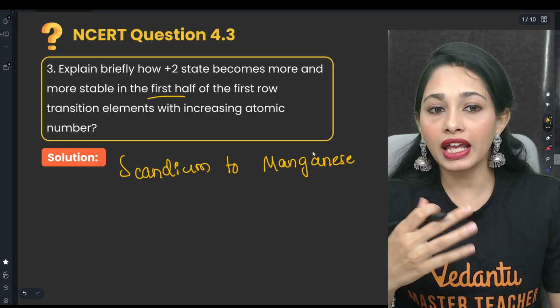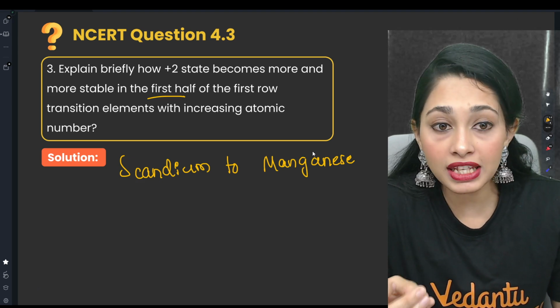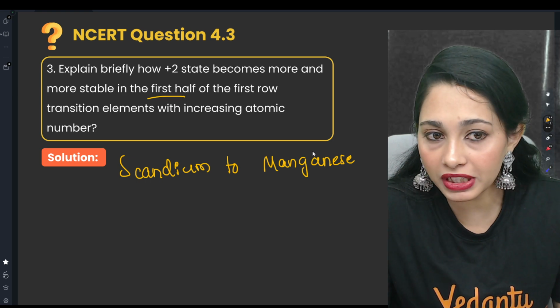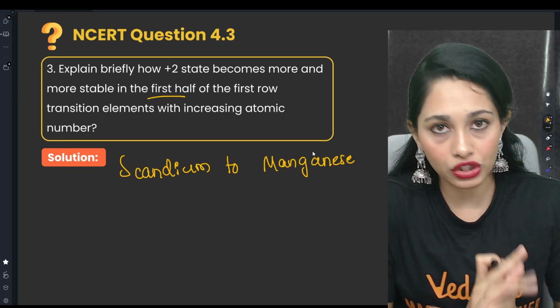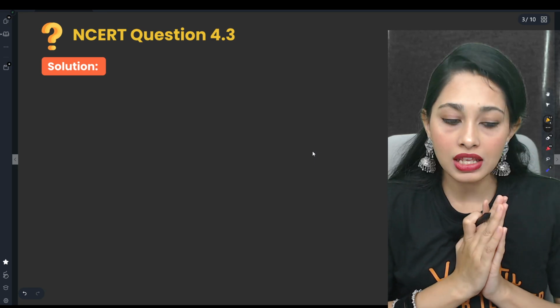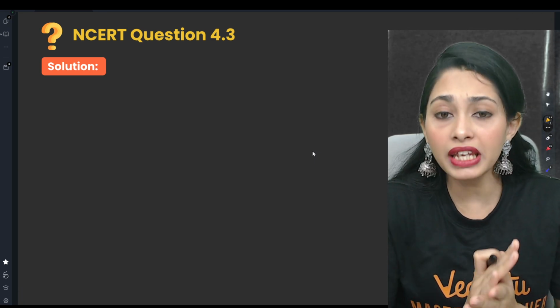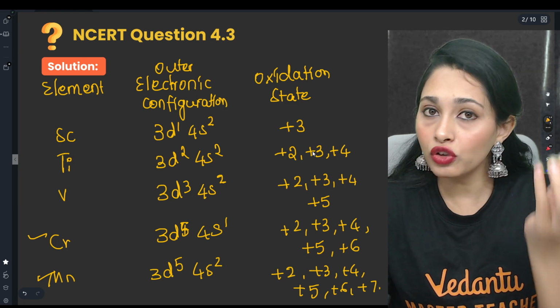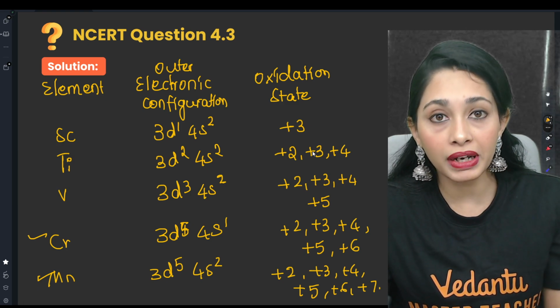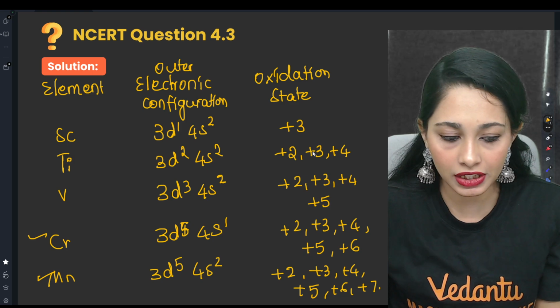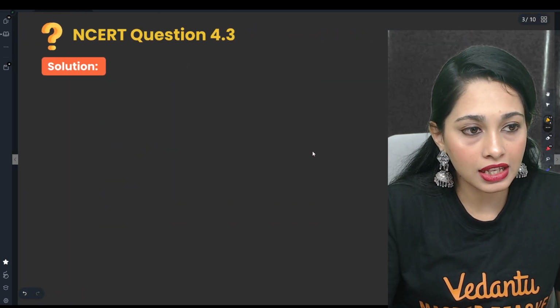And in the question they have asked us why +2 state becomes more and more stable in the first half of the first row transition elements. So what is the answer for this? It can be easily observed here. Except for scandium, all the other metals show +2 oxidation state here. Okay, so I'll write the answer.